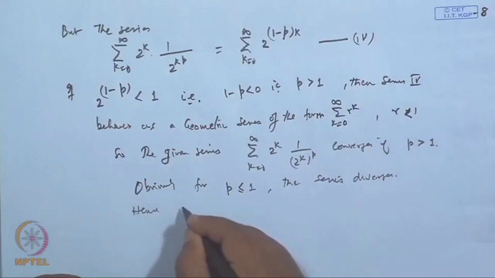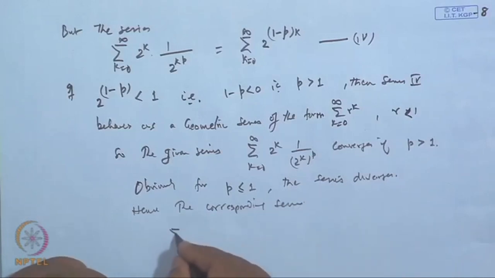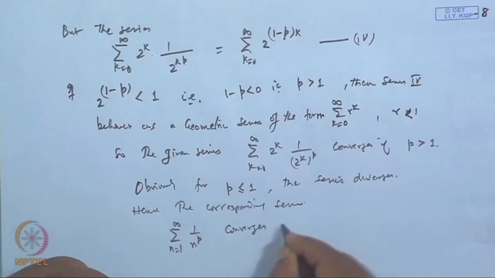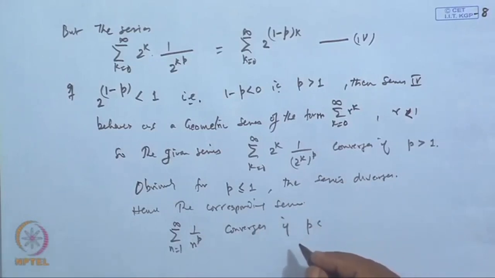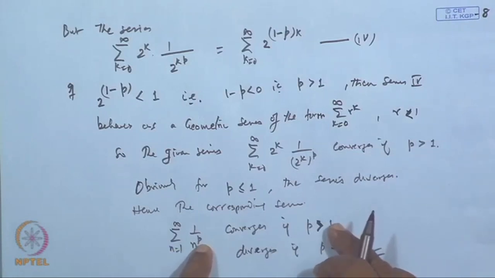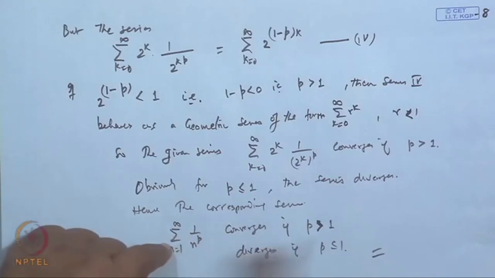Hence, the corresponding series sigma 1 by n to the power p, n from 1 to infinity, converges if p is strictly greater than 1, and diverges if p is less than or equal to 1, and that proves the result. When p is equal to 1, it is the harmonic series and it diverges, as we said. When p is equal to 2, it is convergent. The example which we have chosen justifies that the necessary condition x_n tends to 0 is not a sufficient condition.